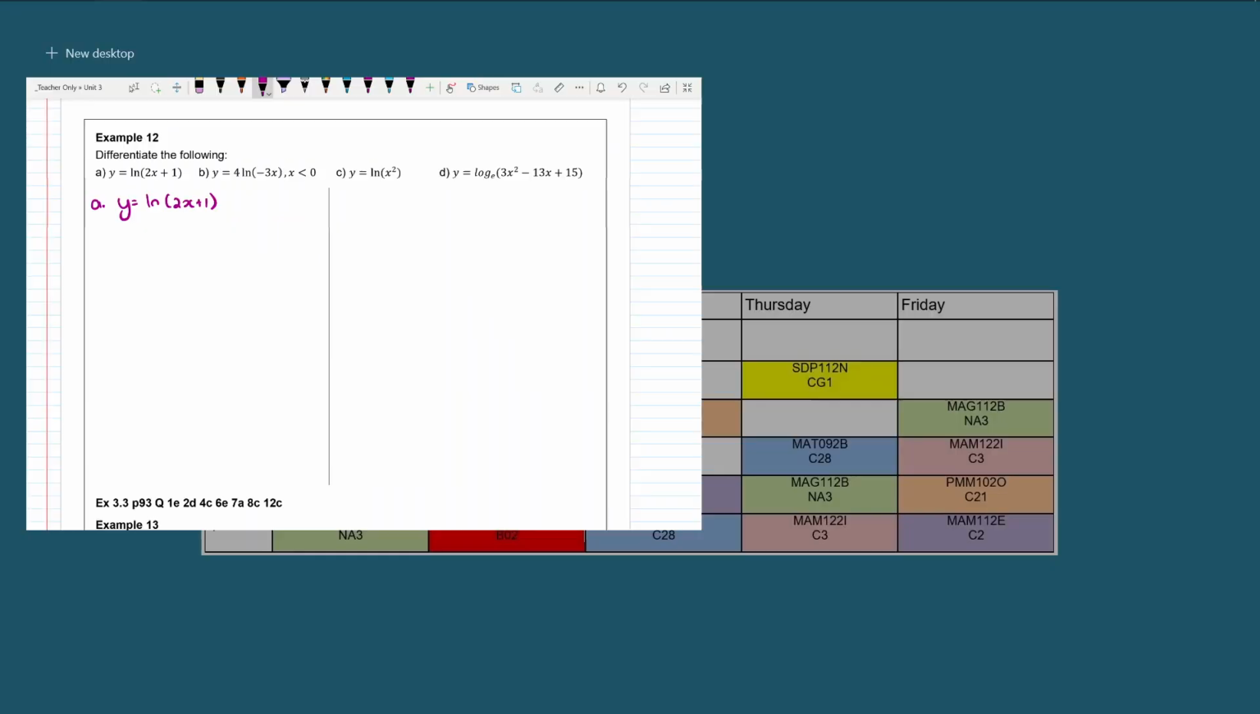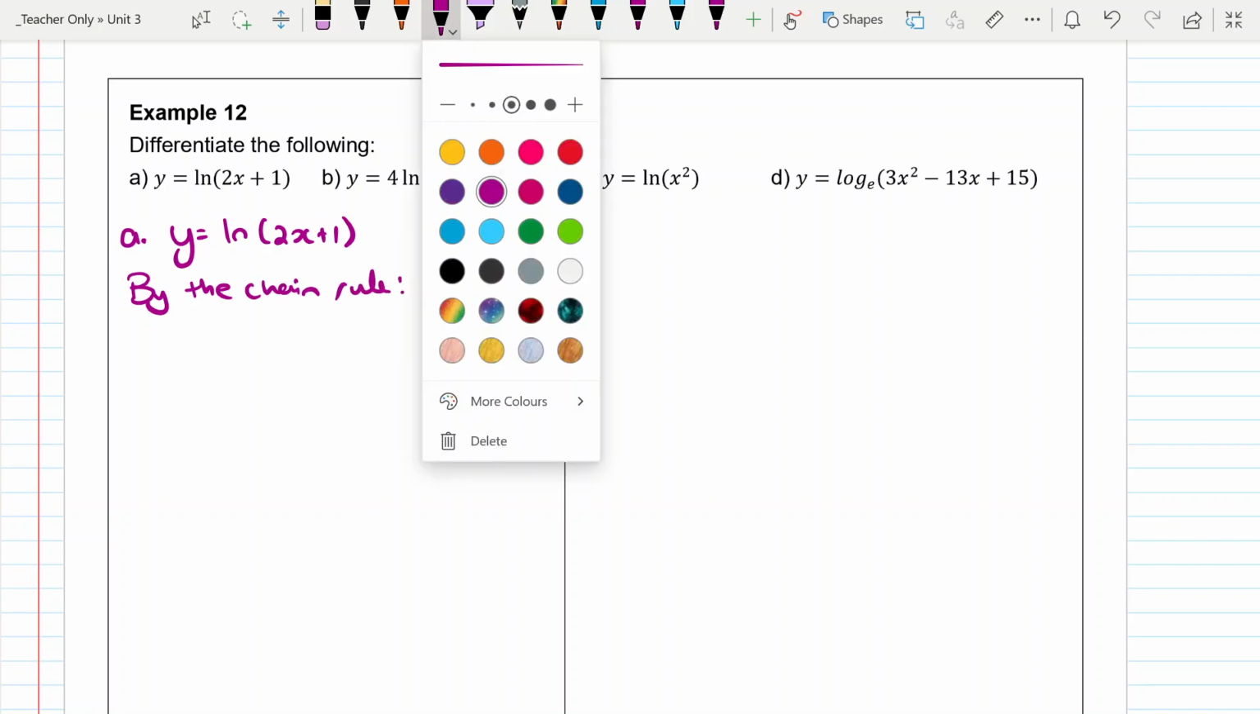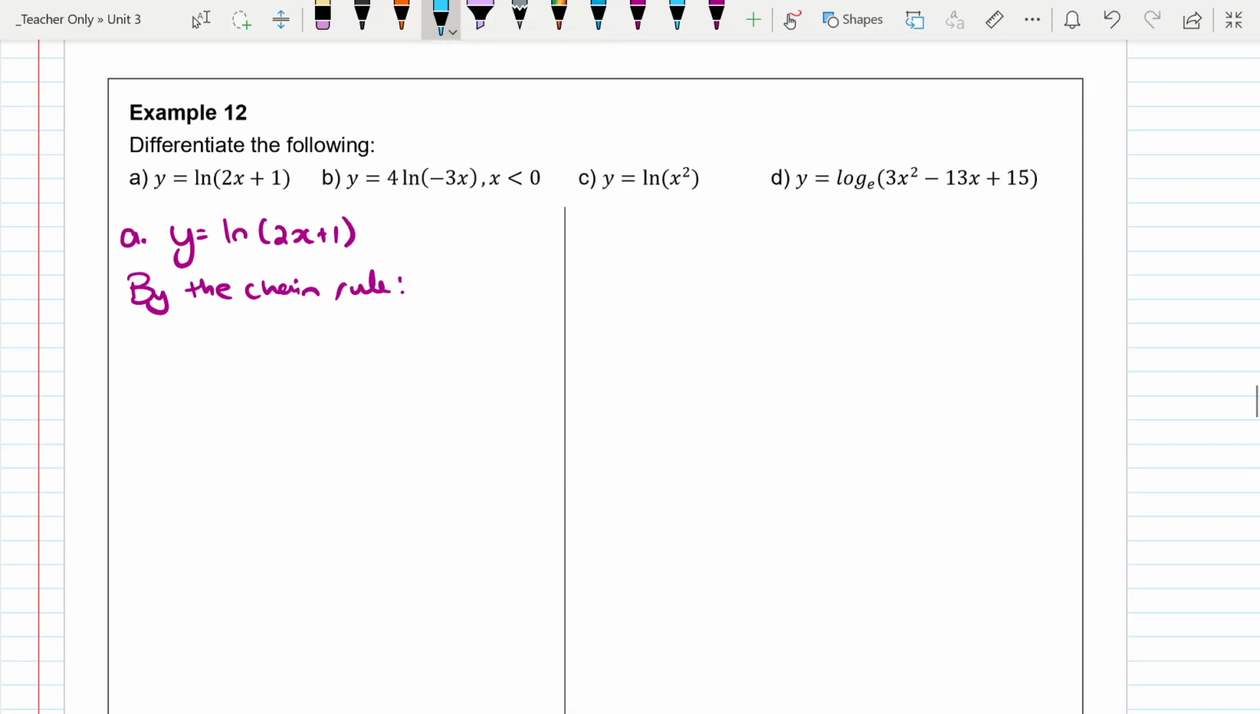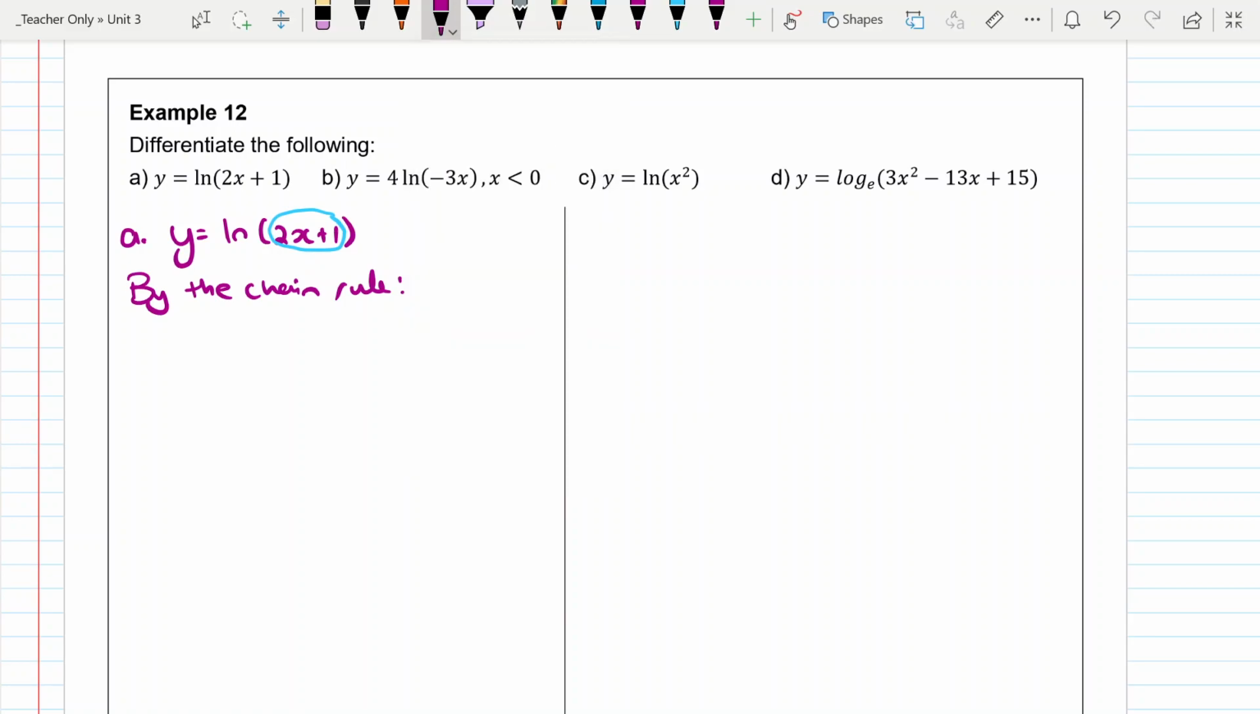2x plus 1. And there's no log law I can use to simplify that. So I'm going to say by the chain rule. Now notice that you do have an inside function of 2x plus 1. So we're going to be using our chain rule and saying y dashed equals.